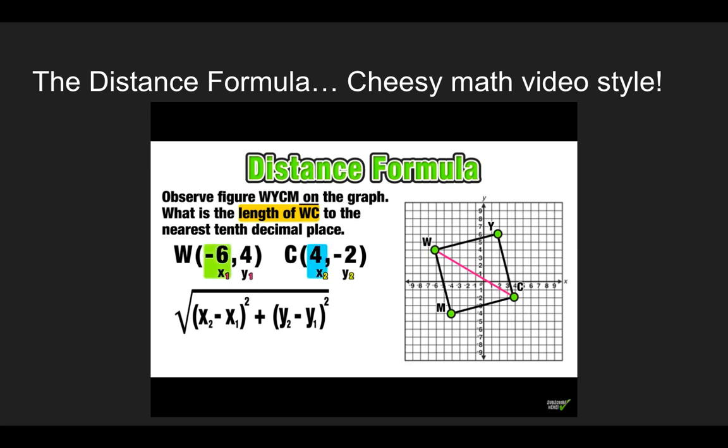In the distance formula, we can now substitute x2 minus x1, which is going to be 4 minus negative 6. Then on the right side of the distance formula, y2 minus y1 will be negative 2 minus 4. So now we can continue to evaluate 4 minus negative 6. The double negative becomes a positive, so 4 plus 6 equals 10. And on the right side of parentheses, negative 2 minus 4 is equal to negative 6.